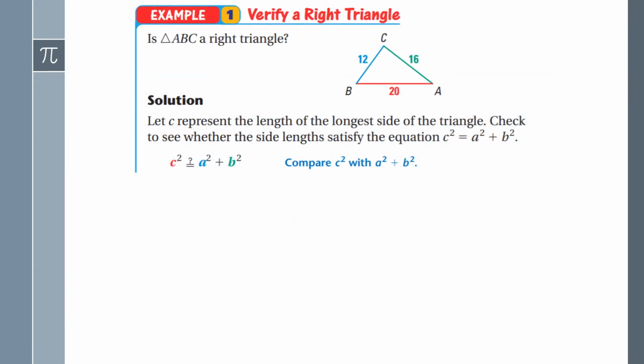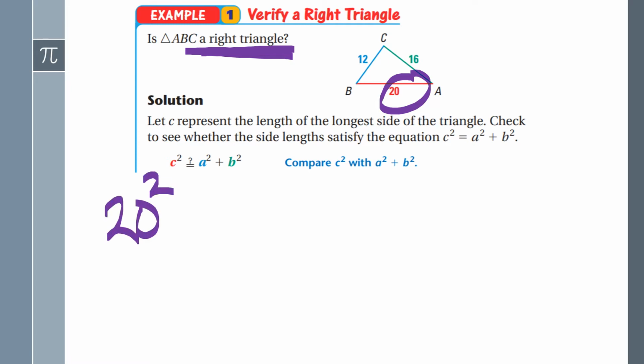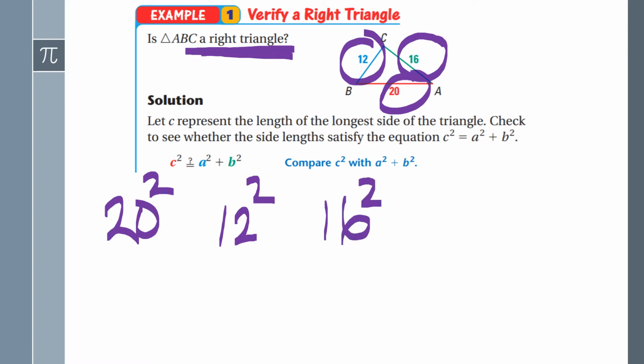Now looking at the first one, here we see the longer side is 20. And we want to figure out, is this triangle a right triangle? So you're going to substitute 20 back in the place of C and square it. Substitute 12 back in the place of A and square it. Substitute 16 back in the place of B and square it. Once you square those two numbers, add them together, and we want to know, is it equal to? That's the question we want to answer.